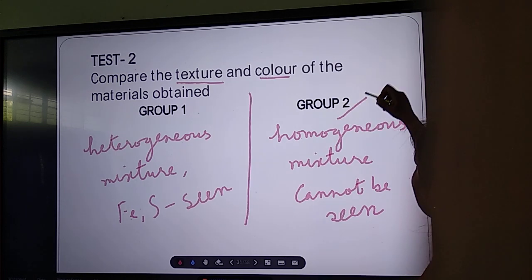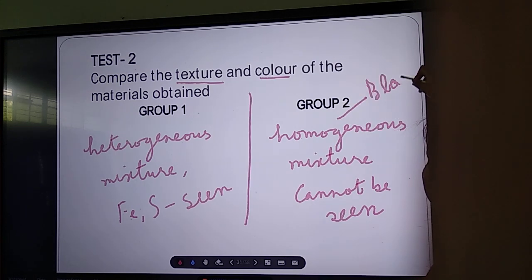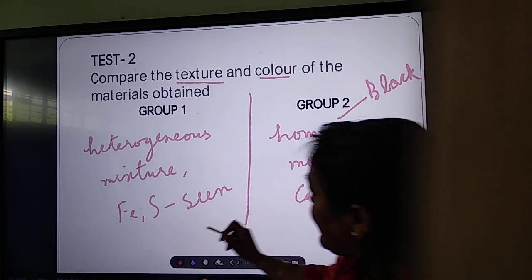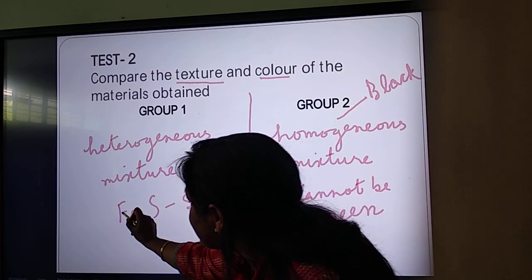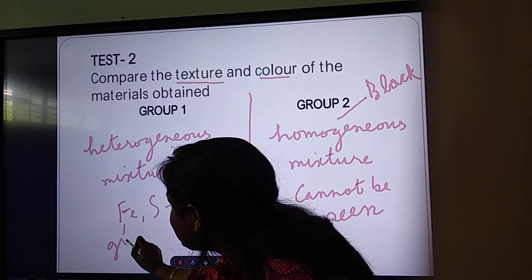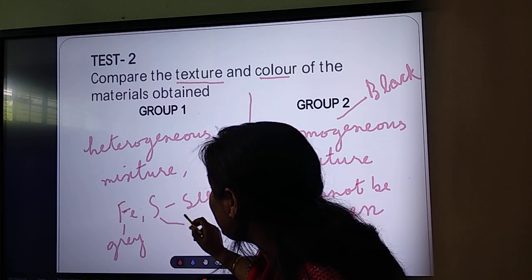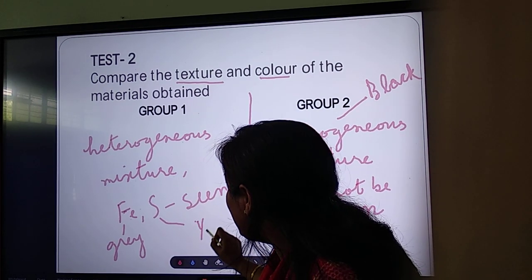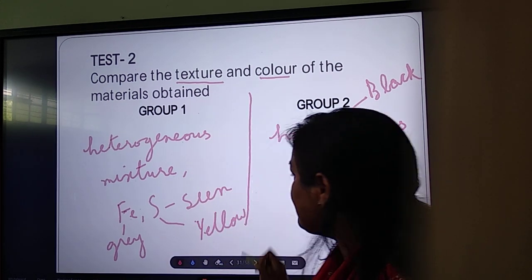The color of this substance will be black. In the case of iron filings and sulfur powder, as both of them are visible, one will be grey in color and the other will be yellow in color. All of you have seen iron filings and sulfur powder in the lab.